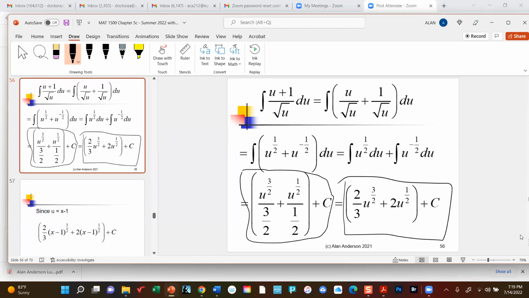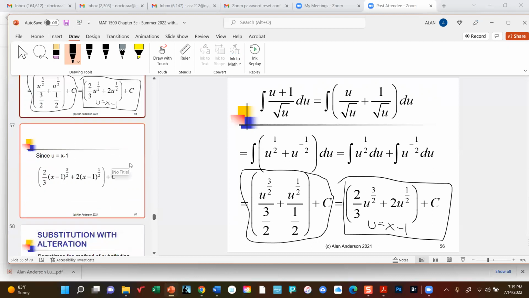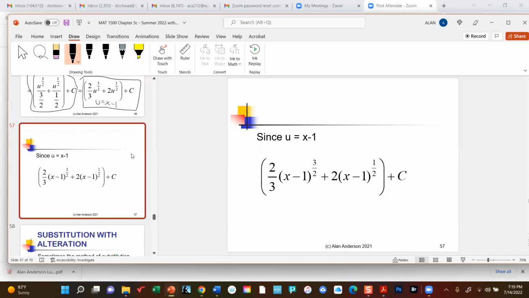Now, we go back, remind ourselves that u was defined as x minus 1. So now I just plug them in. And I'll end up with the correct result. And that's it, you're done.